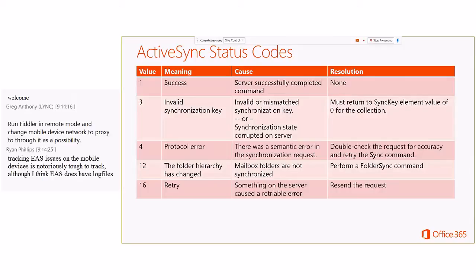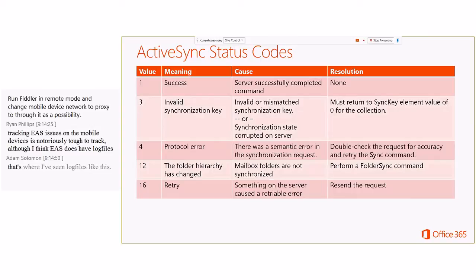Along with these status codes for the command itself, there are also the common status codes. Every ActiveSync command that is sent could receive a response with these status codes. Some of the common ones are the 142, device not provisioned, when first setting it up, the policy refresh, and invalid policy key.